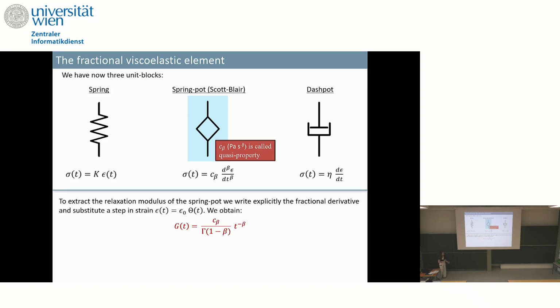Okay, but as we were saying, it's a linear operator. Everything works as before. So we can solve this equation for a step in strain, and this is what we obtain. So we have a relaxation function that follows a power law. And again, through the Laplace relationship between G and J, we can find the creep compliance, which also follows a power law.